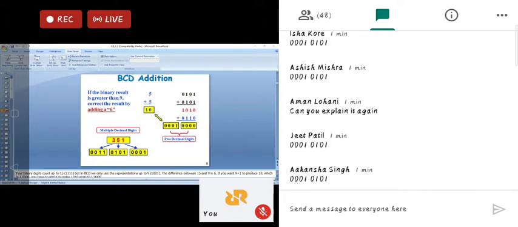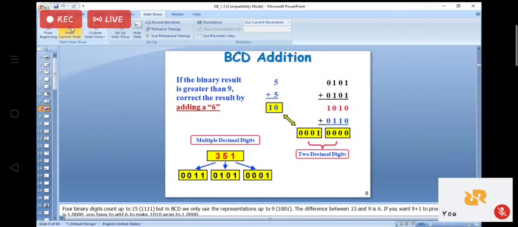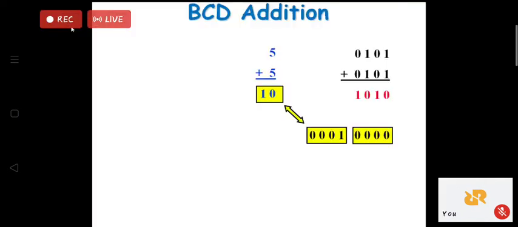So Aman Lohani wants me to explain again. I don't mind explaining even if 90% have understood, but for the remaining 10% I will go back and once again explain this particular slide. So this was the problem that we discussed in the previous slide, that 5 plus 5 is 10, which is not a valid BCD number. So we got 1010.